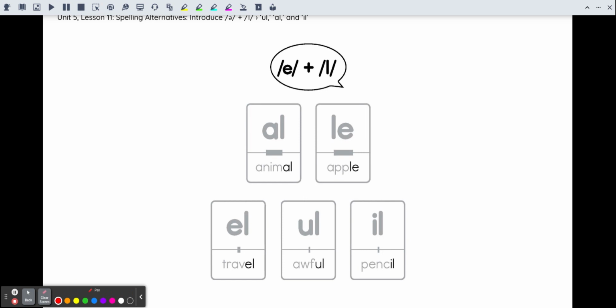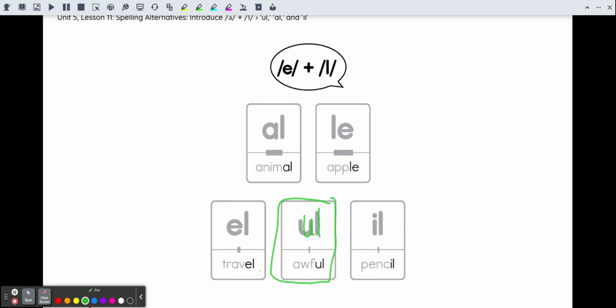I'm going to take my green and I'm tracing the box and I'm tracing the letters. UL says all, all, awful. If you look at my power bar, that tells us that this is not a common spelling.